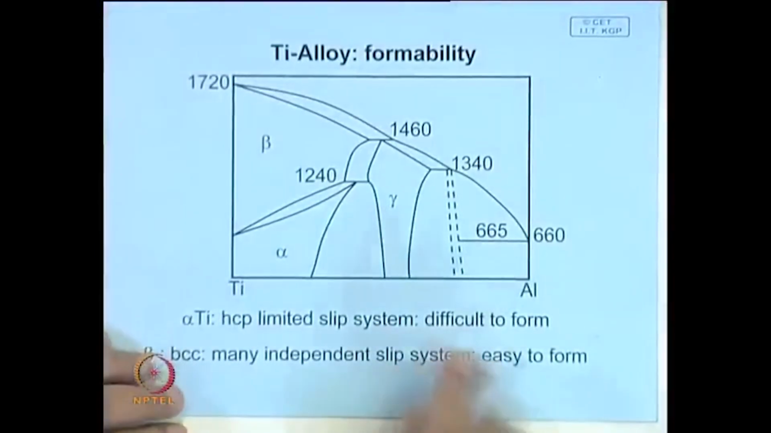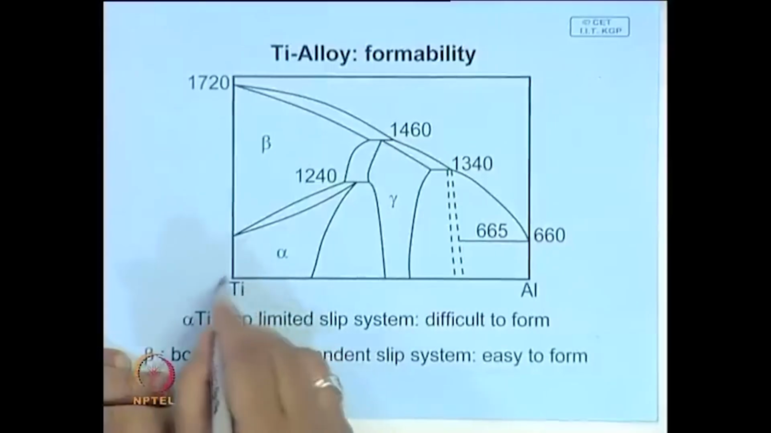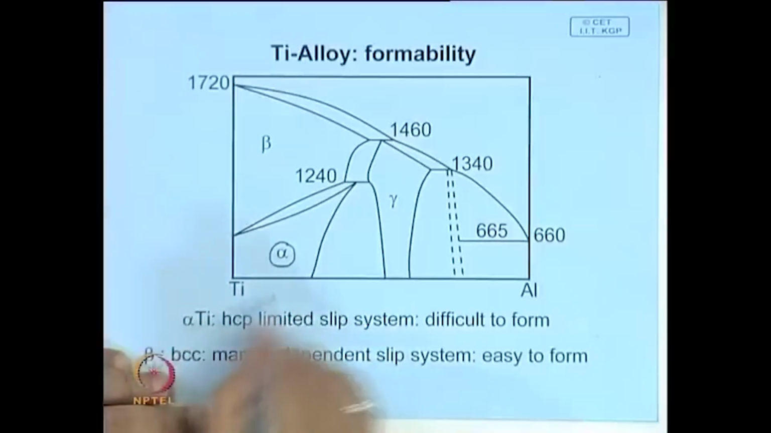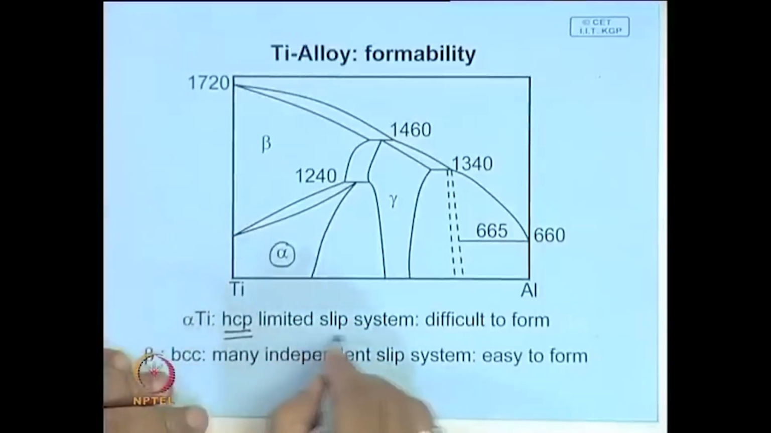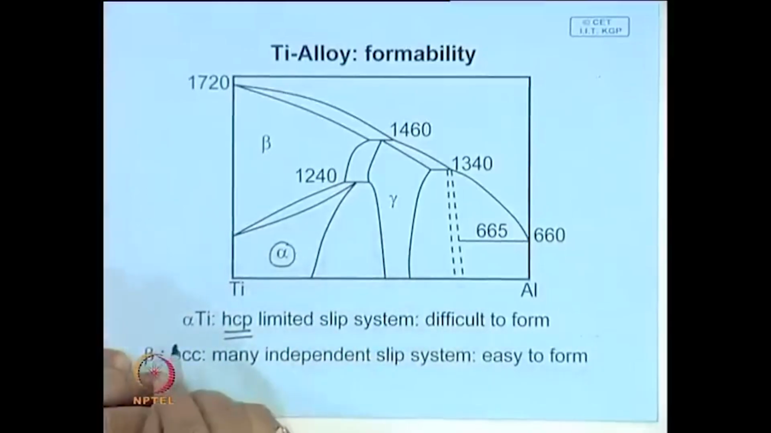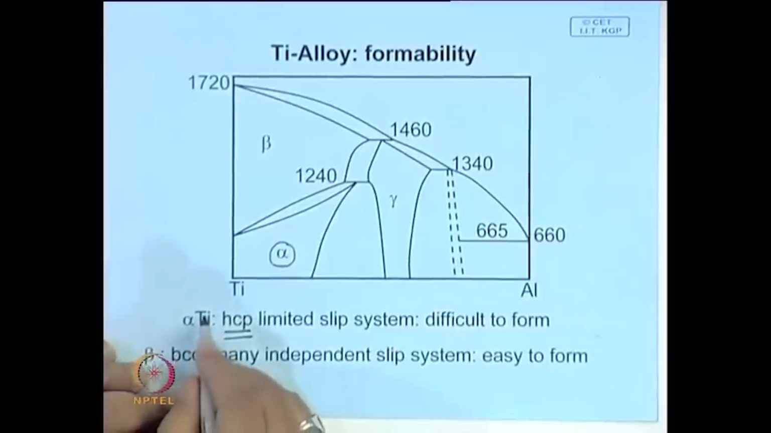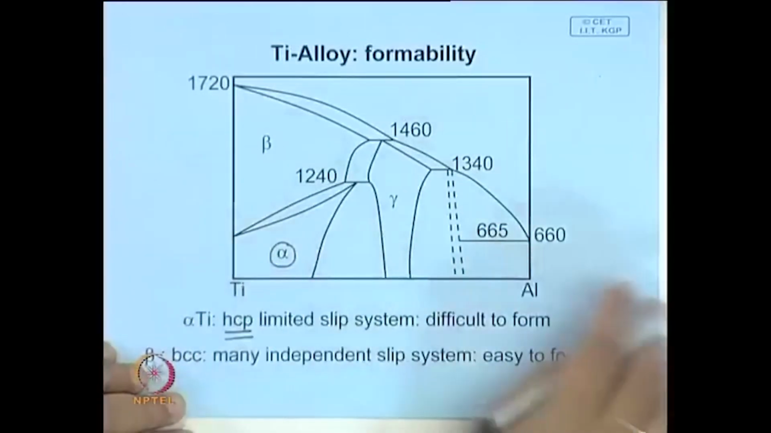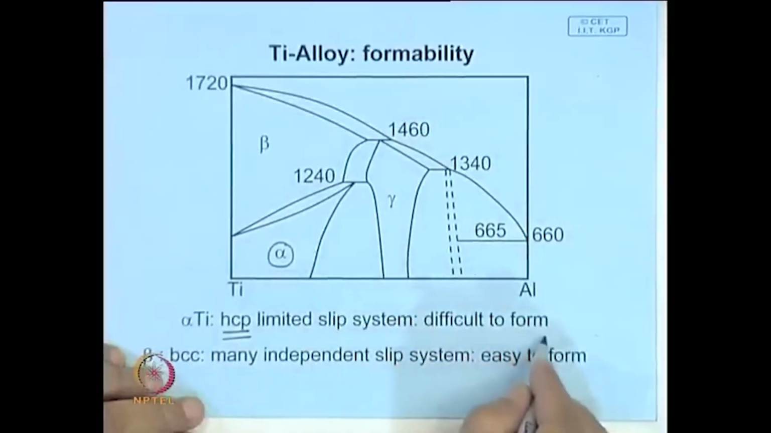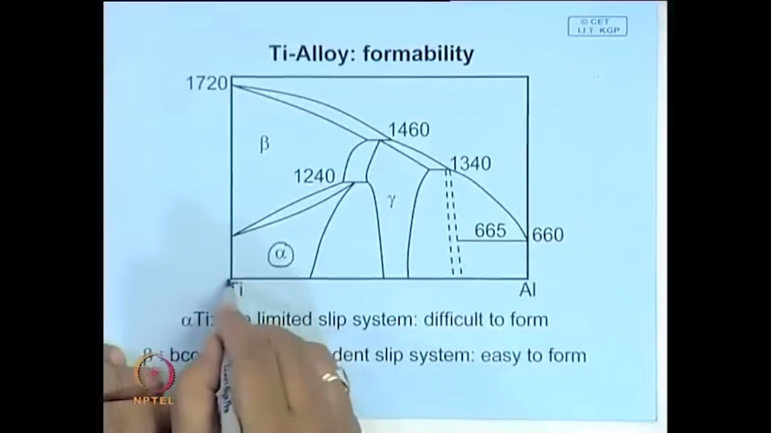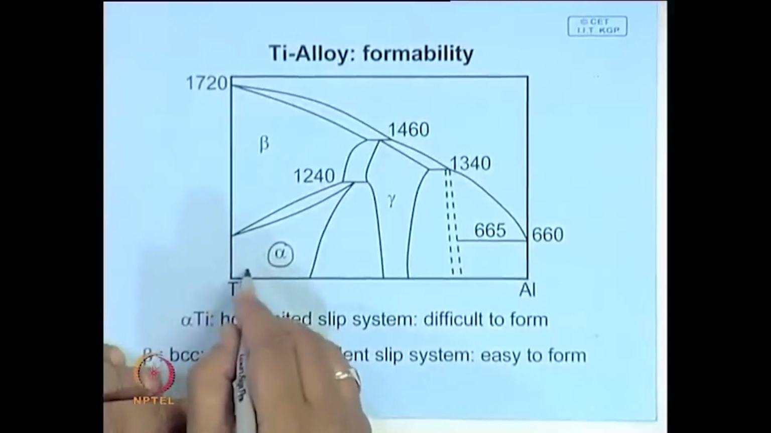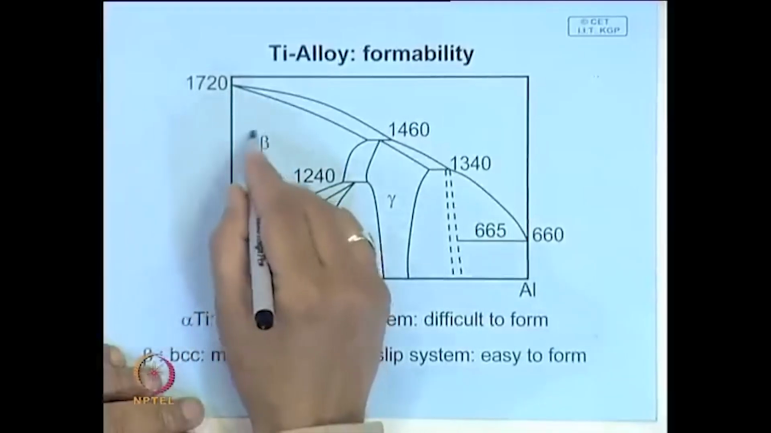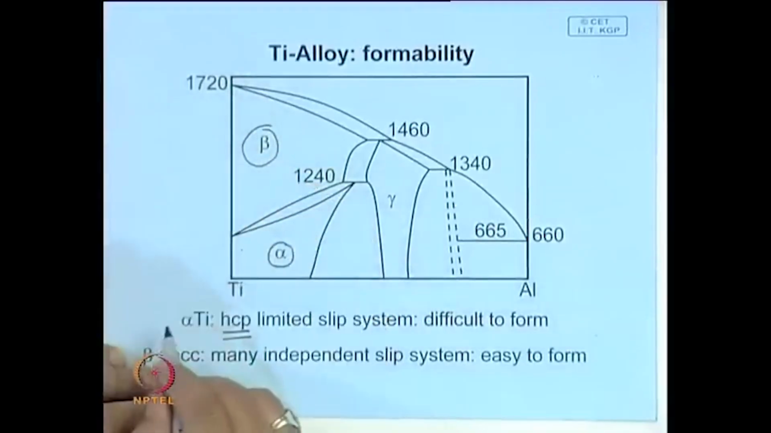Similarly, titanium has an allotropic transformation. At room temperature it is hexagonal, and hexagonal has limited slip systems, so it is difficult to form. Because of limited ductility and the limited number of available slip systems, it will be difficult to give the desired shape by deformation processing. So, one way of giving large deformation is to go to the beta region and then deform.